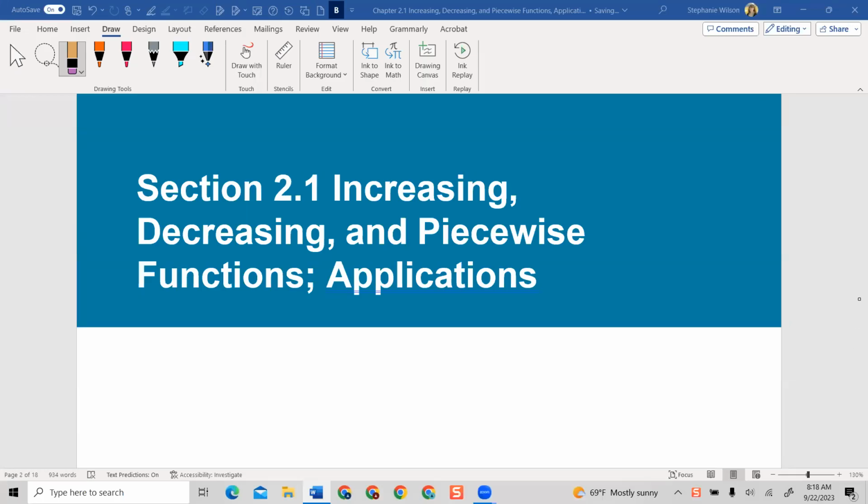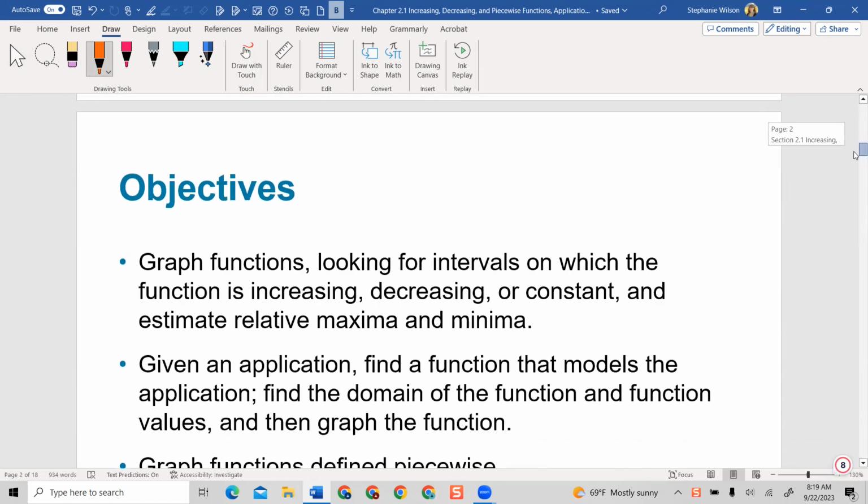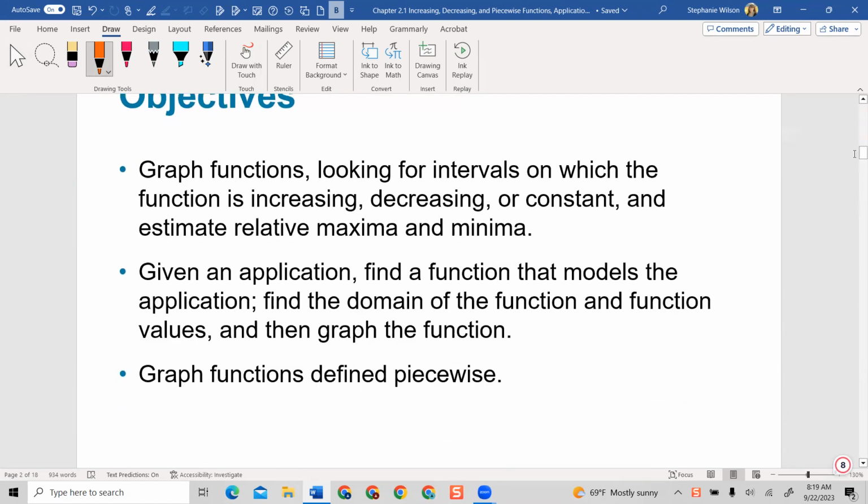So today we're going to talk about graphs and models. In this section, we're going to cover increasing, decreasing, and piecewise functions and their applications. So if you want to pause this for a moment, go over the objectives. Let's move on.